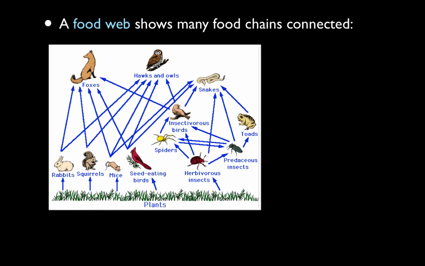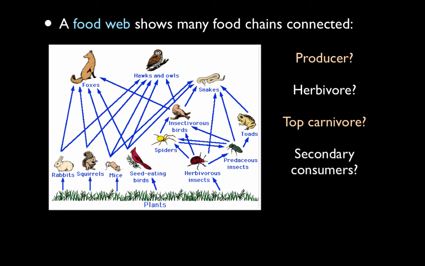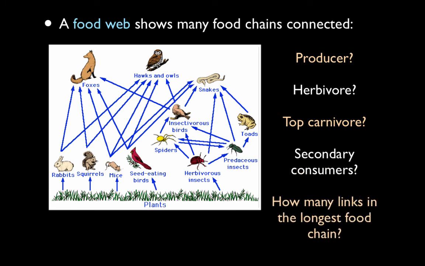Last but not least, we've got our food webs. Food webs show many food chains connected. You should be able to identify which is the producer, which is an herbivore, which organism is considered the top carnivore, which are your secondary consumers, and also be able to identify how many links there are in the longest food chain. We will take this up in class, so just make sure you jot down whatever answers you think are correct.